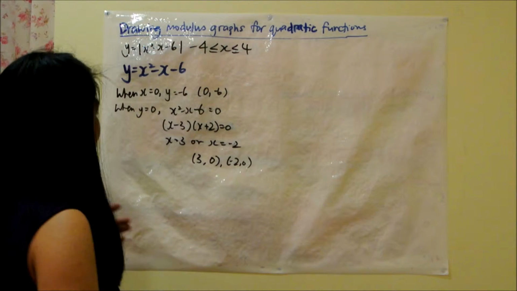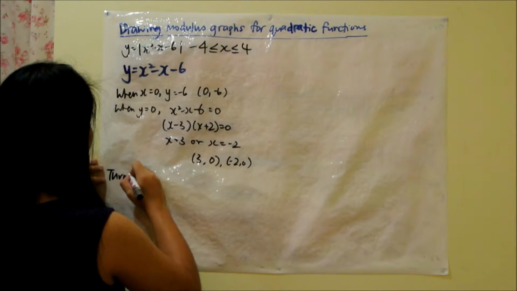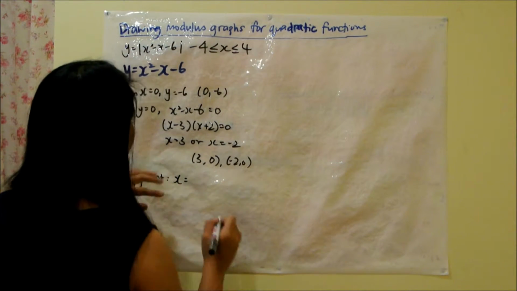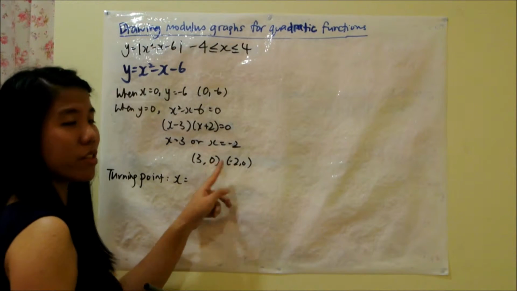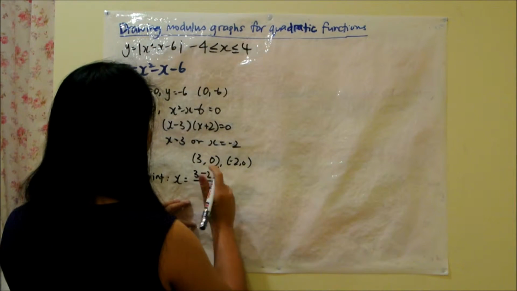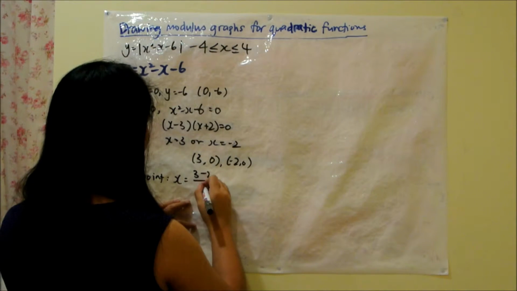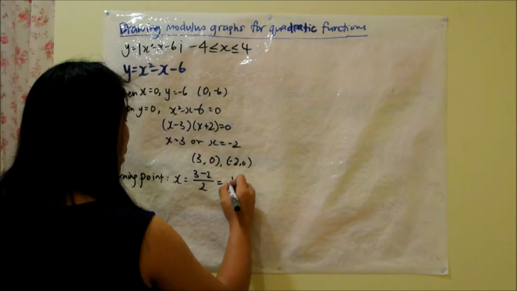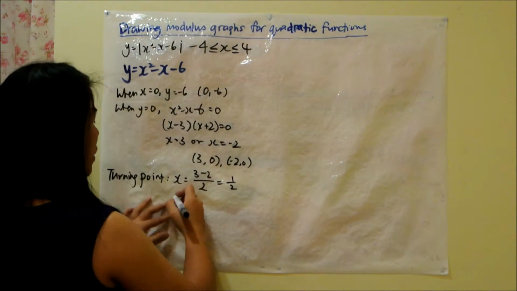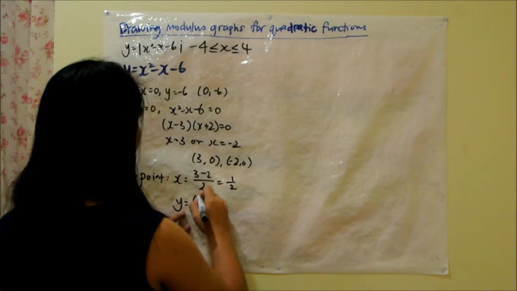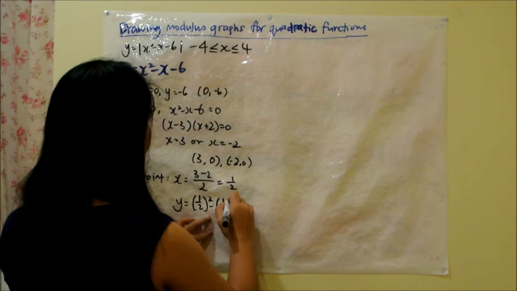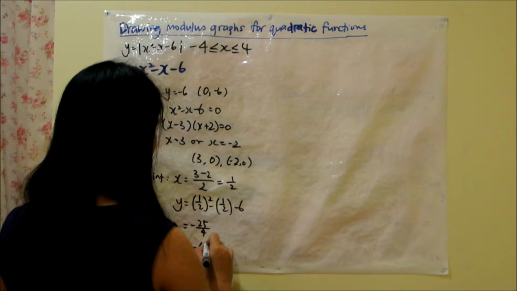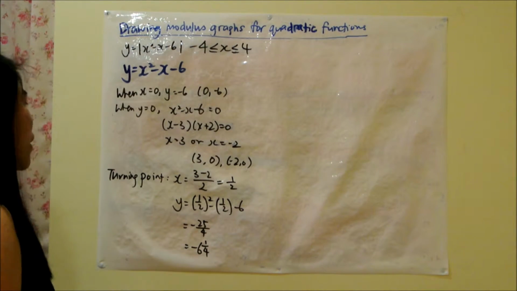Now we want to find our turning point. The x coordinate lies between these two x-intercepts, so you add 3 and -2 and divide by 2 to get the x coordinate, the line of symmetry. When you substitute it into y, you get half squared minus half minus 6, which equals -25 over 4, about -6 and 1/4. So are you done yet?